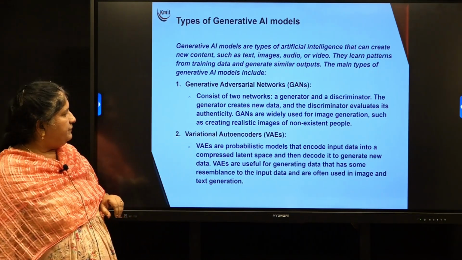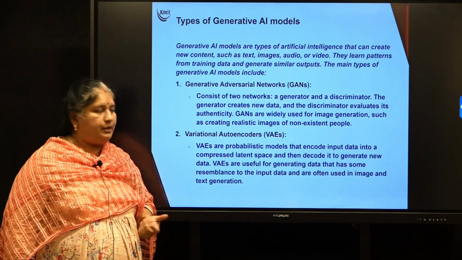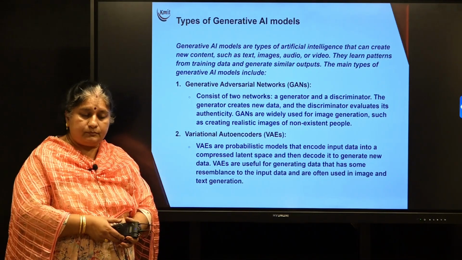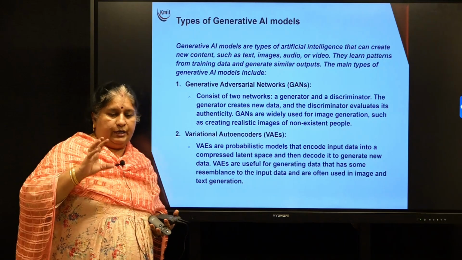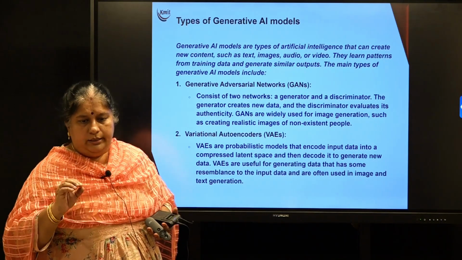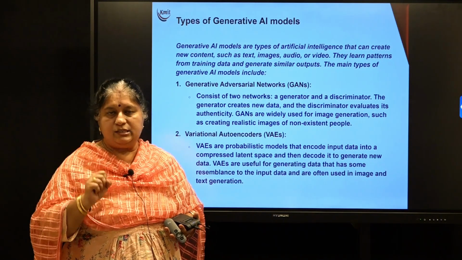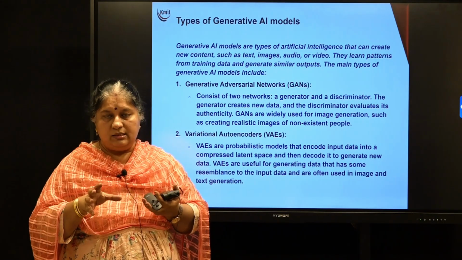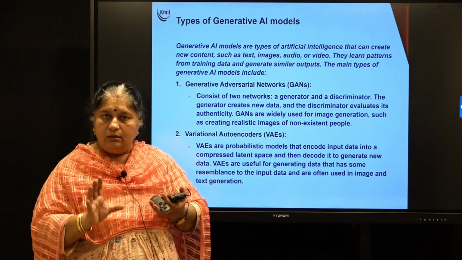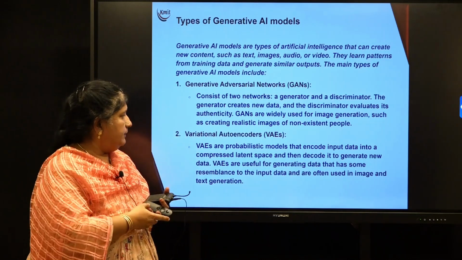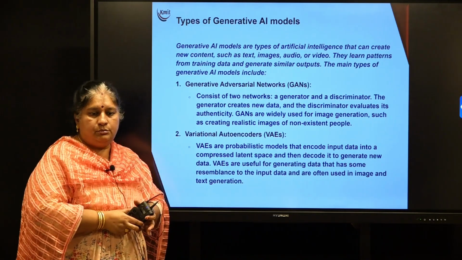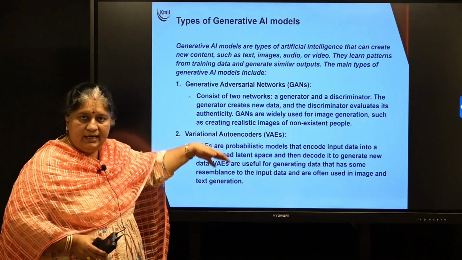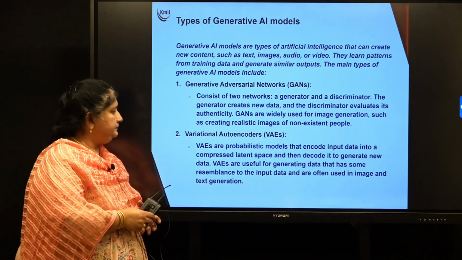Second type of generative AI model, variational autoencoders. What do you mean by variational autoencoders? They try to encode the data into a compressed latent space, and from the compressed data space they will try to generate new data. You will see various applications of variational autoencoders in the later parts of the sessions.